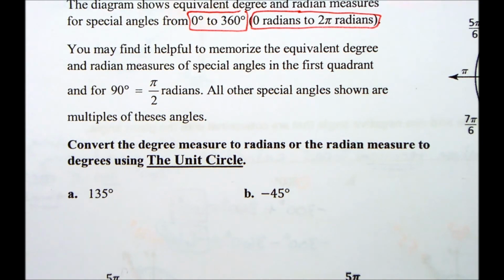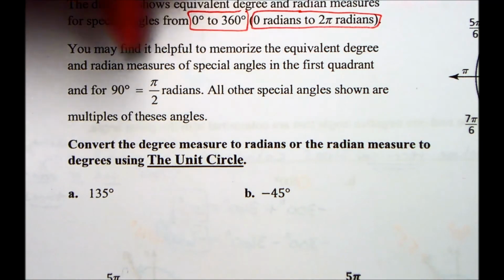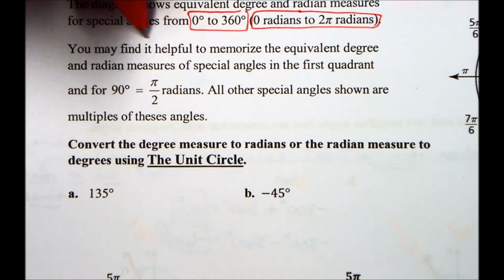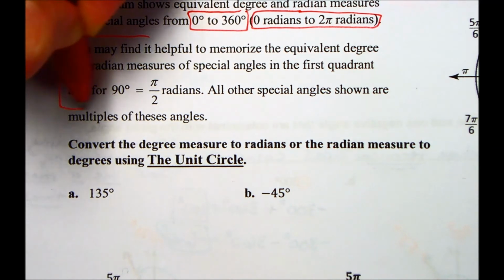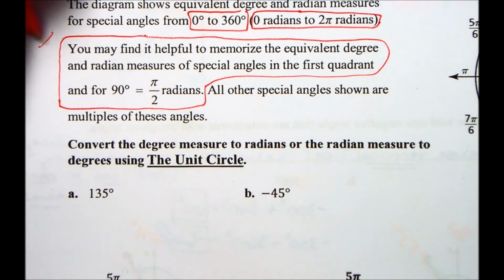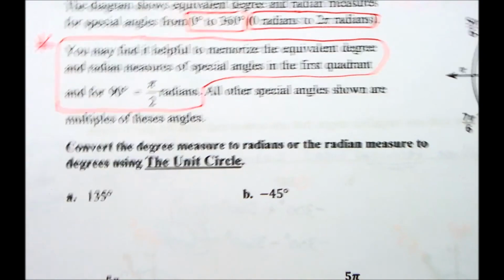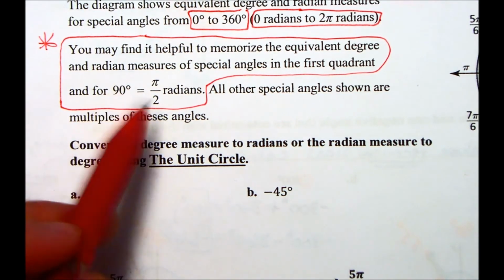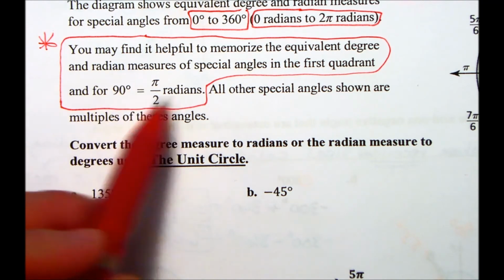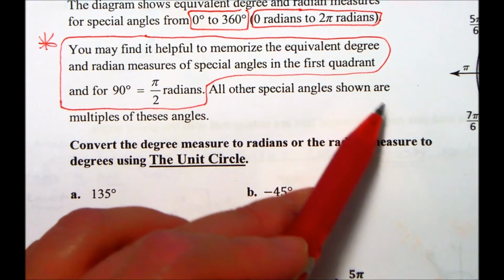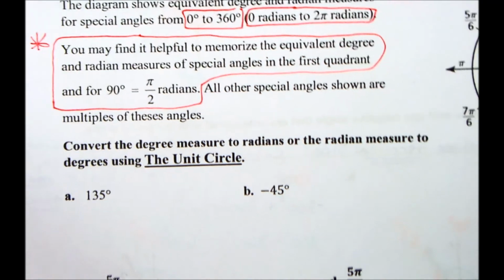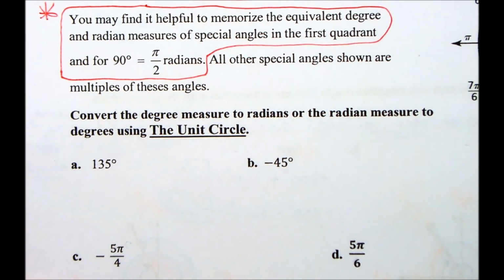And here's where they say you may find it helpful to memorize the equivalent degree and radian measures of special angles in the first quadrant. So again, especially if you are going to be taking trigonometry or pre-calculus, that is something that you want to memorize. And 90 degrees is equal to pi over 2 radians. All other special angles shown are multiples of these angles, which you'll learn more about when you take trigonometry or pre-calculus.